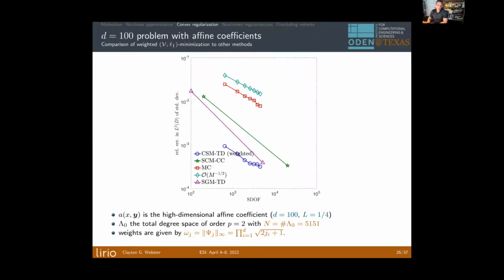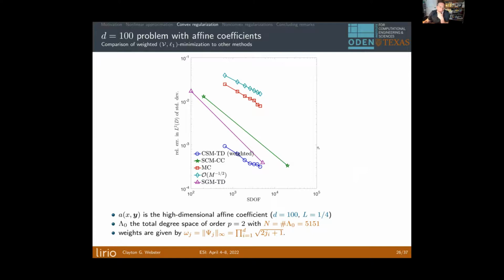Okay, so here's just a simple result. We have now a being an affine coefficient in at least 100 dimensions here, where we have a pretty reasonable size correlation length of 1/4. So we have a lot of active dimensions. I'm going to start with Theta, or Gamma_0, being a total degree space. I have polynomials of order 2. In other words, the cardinality of that set is about 5,000. Again, the weights are given as the following.